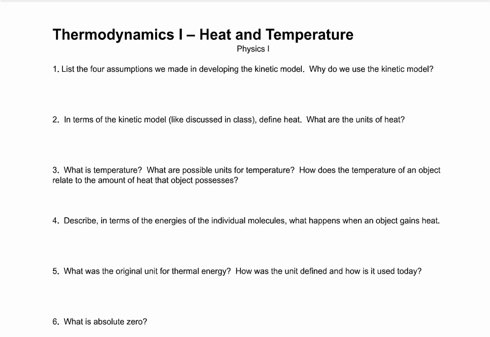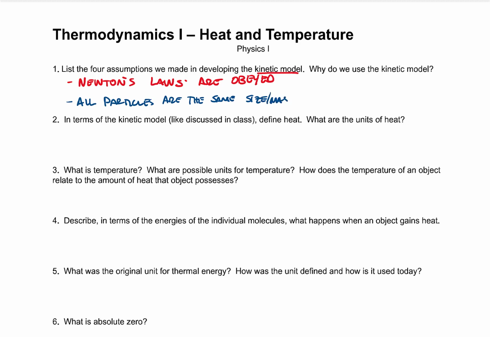So, 4 assumptions we made in developing the kinetic model. So for our kinetic model, we say Newton's laws are obeyed, which is good. We want to be able to follow with all of that. All particles are the same size, or the same mass. We also want to say that they collide elastically, so there's no energy loss in collisions. Everything transfers cleanly. And then the last thing is that there are no intermolecular forces. They're not sticky. They're just hard elastic balls that do not stick to each other. They hit and bounce off every single time.